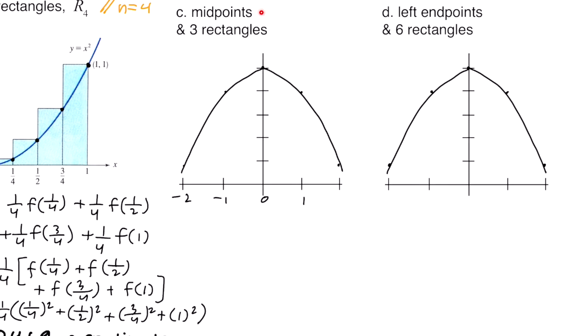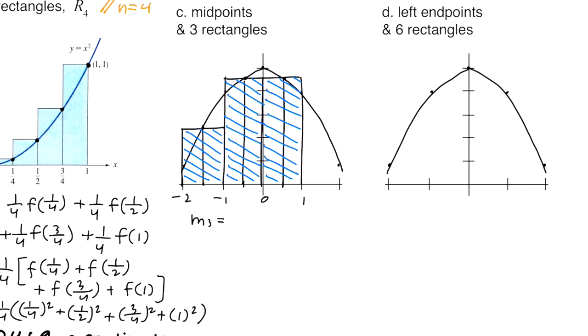For this example, we're using midpoints and 3 rectangles. For our first rectangle, we're going to go from -2 to -1, and our midpoint occurs right here at -1.5. We go up to the curve, put a dot, that's our height, and our width is from -2 to -1. Our next rectangle, the midpoint is at -0.5, so we go up to the curve, put a dot, that's the height, and our last rectangle, we go to 0.5, or 1/2, we go up to the curve, and there's our height.